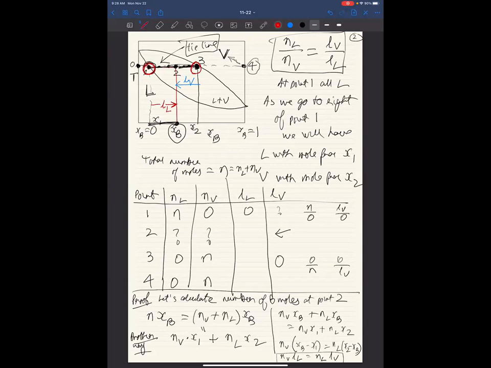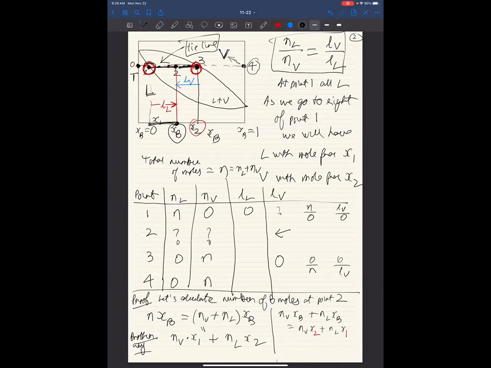XB, NL. Did I derive the opposite thing? That would be terrible. Let's see if it makes sense. Yeah, it should be NV LV. So I did something stupid. NV XB plus NL XB. Yeah, it should be NV X2. This is correct. So we are talking about vapor, right? This point has mole fraction X2. Sorry about that.